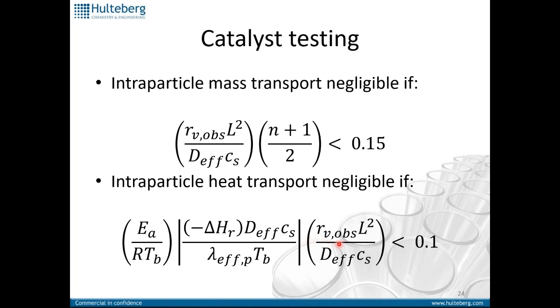Take a look at, okay, how much heat are we producing? It's this term here. The observed reaction rate multiplied by the heat of reaction, the effective diffusivity, and the surface concentration. And then we look at how fast we can move that out, which is basically heat transfer through the particle to the catalyst surface. So if the heat produced versus the heat transfer is less than 10%, it can again be neglected. And then you can dive a little deeper into this.